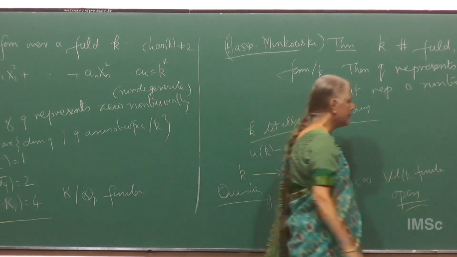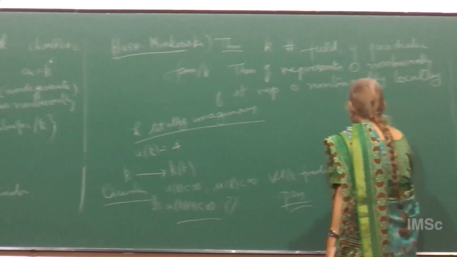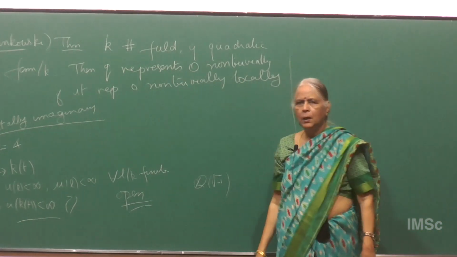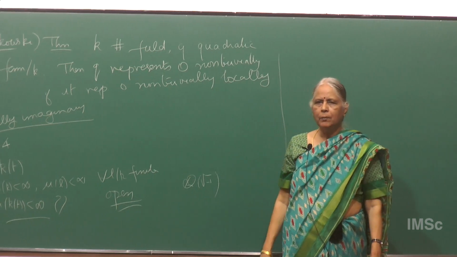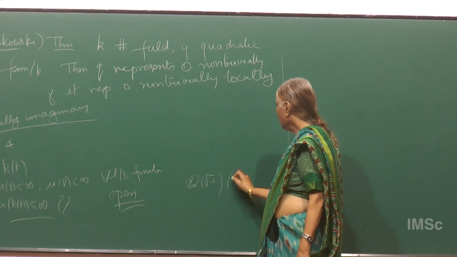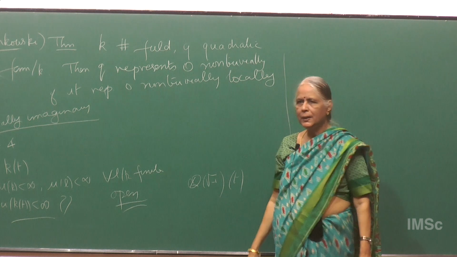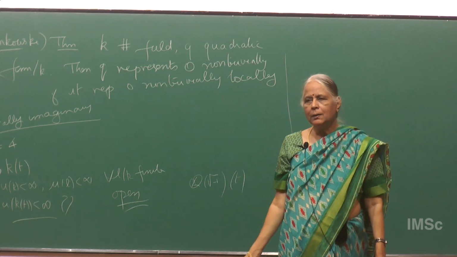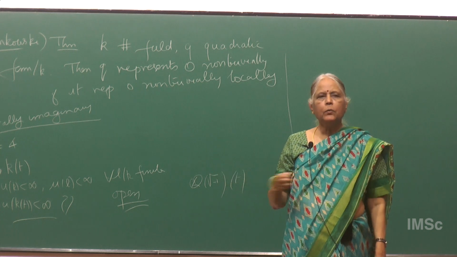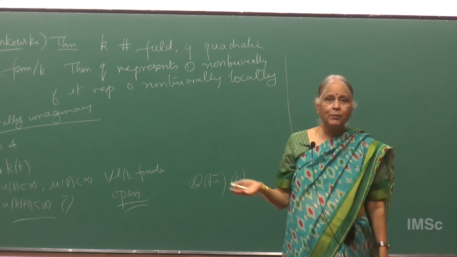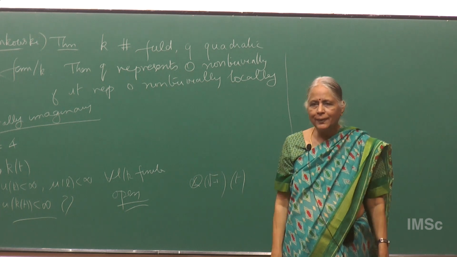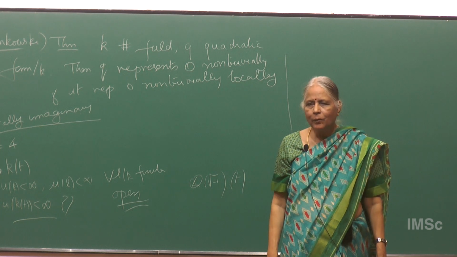Even in the simple example, if you just take Q and you want it totally imaginary, let us assume Q(√-1), which has no ordering, and then you take the rational function field in one variable over Q(√-1), we do not know whether quadratic forms in large enough number of variables represent 0 non-trivially.